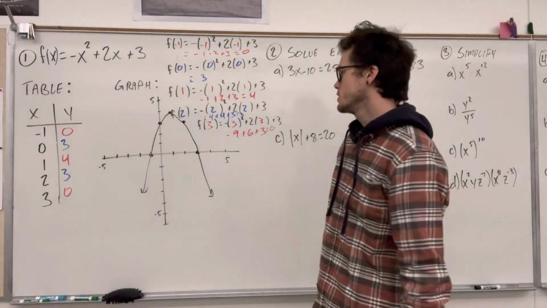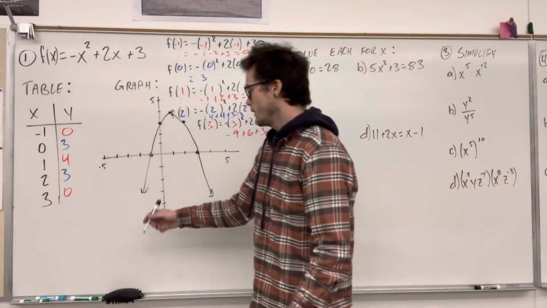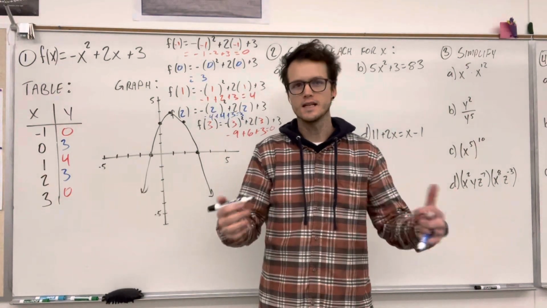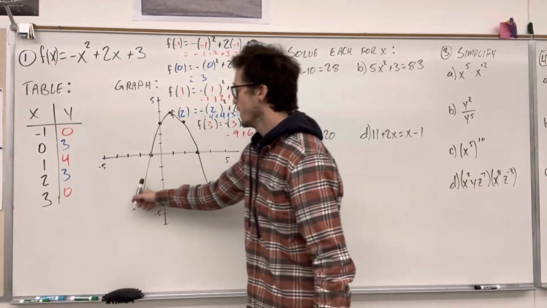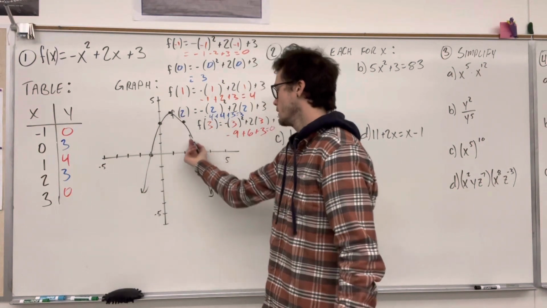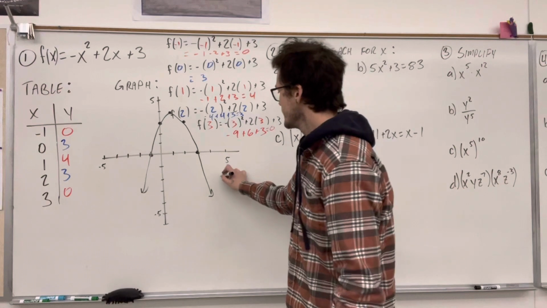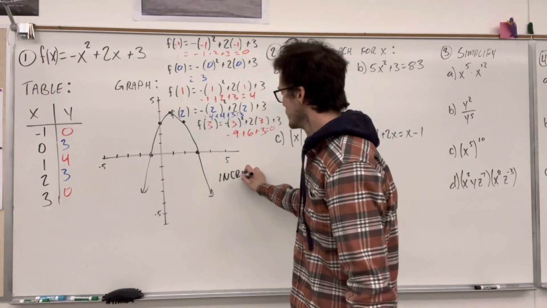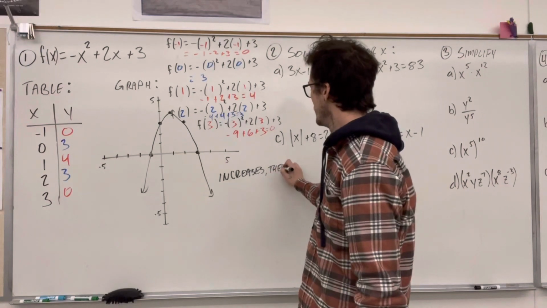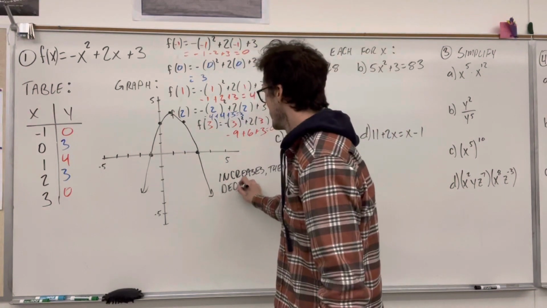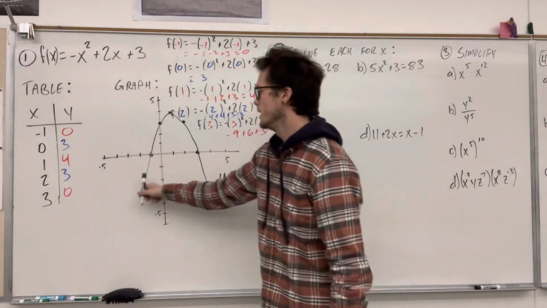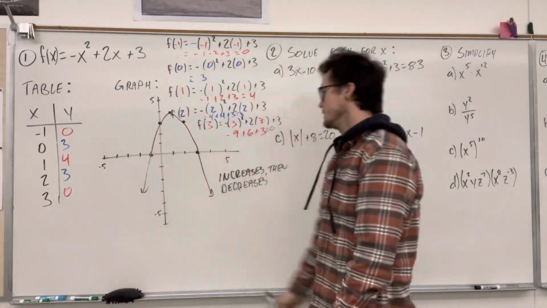Then we're asked, listing its characteristics. So the first thing I want you to see is that if we read this from left to right, just like you would read a book or a text message, the graph goes up, and then it turns around at the turnaround point and goes back down. So we'd say that this thing increases, then decreases.